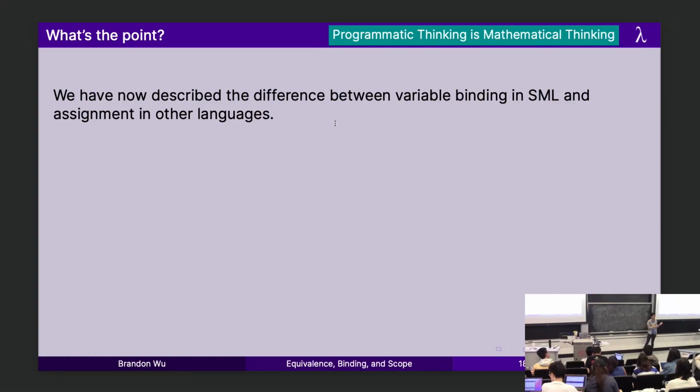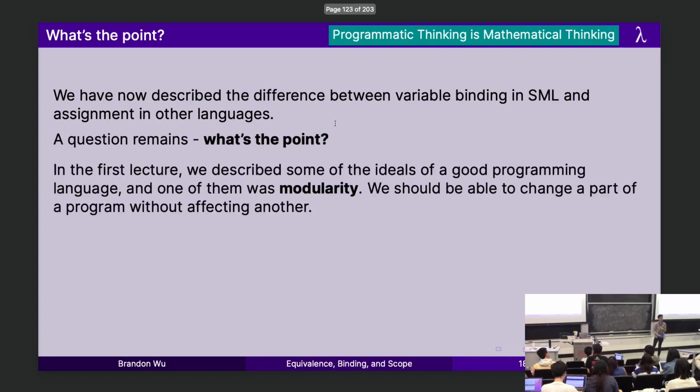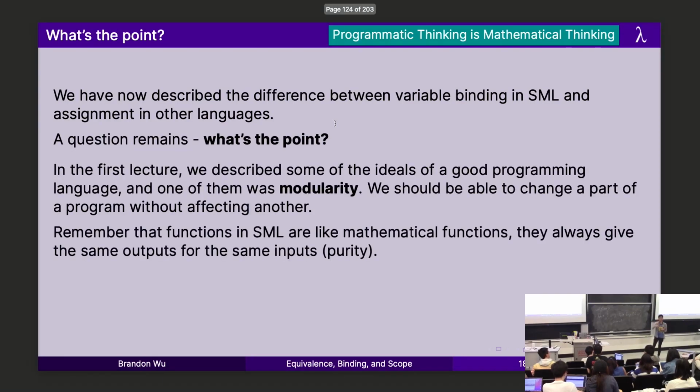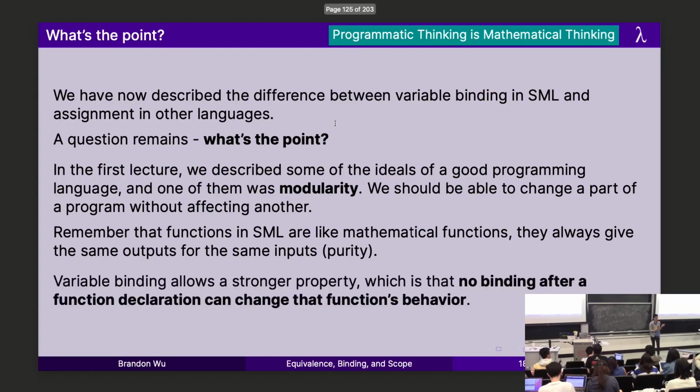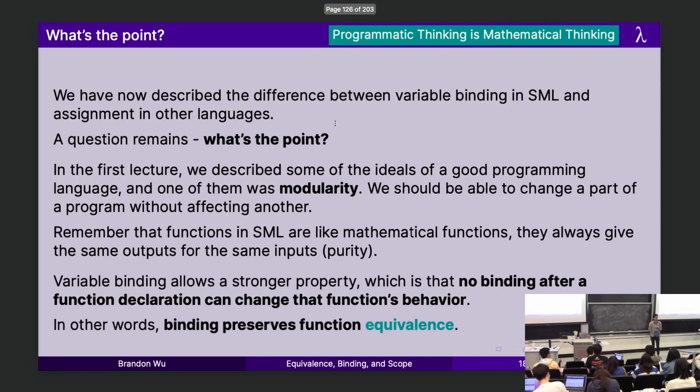Remember the term pure I told you last lecture? It means a mathematical function. Same outputs given same inputs. And this is really nice because it lets us reason equationally. So I already stressed to you that binding gives you modular code, right? I only have to think about what happened before a function to reason about what the function does. I already told you this, but binding preserves function equivalence, basically.